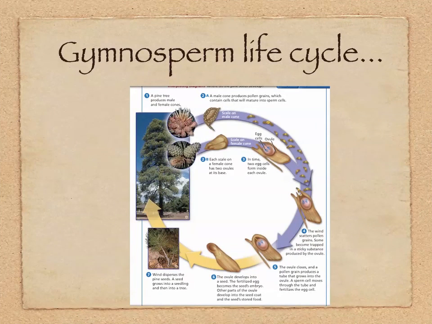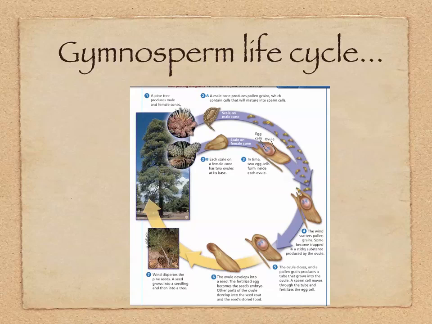You don't have to write anything down here, but just to note, the gymnosperm life cycle begins with a male cone that produces pollen grains, and those cells will eventually mature into sperm. The female cone, so there are male cones and female cones. Each scale on the female cone has 2 ovules at its base, and in time 2 egg cells form inside each ovule that will then go on to be fertilized by the sperm.